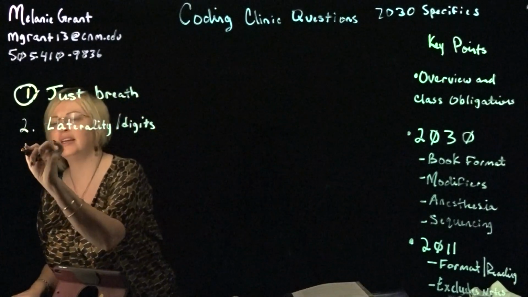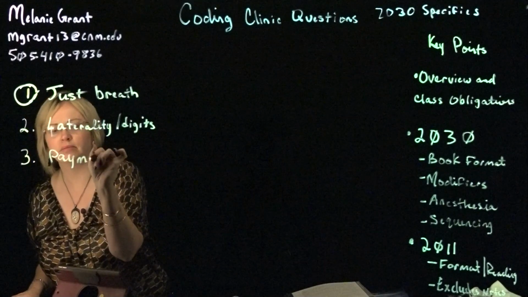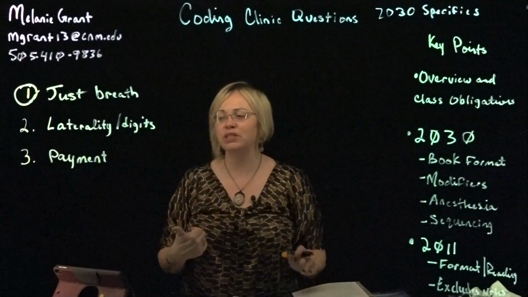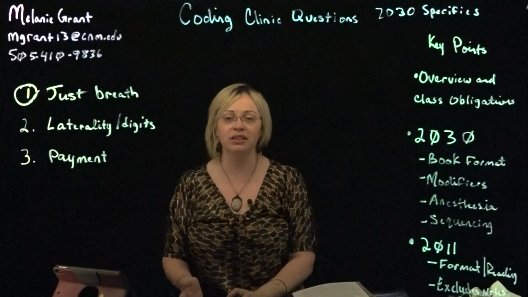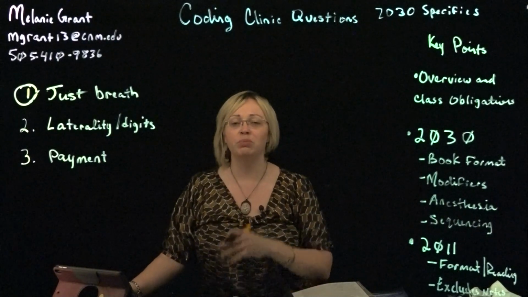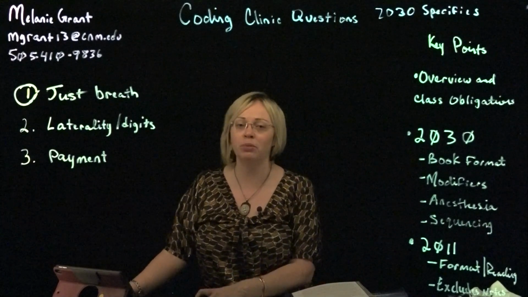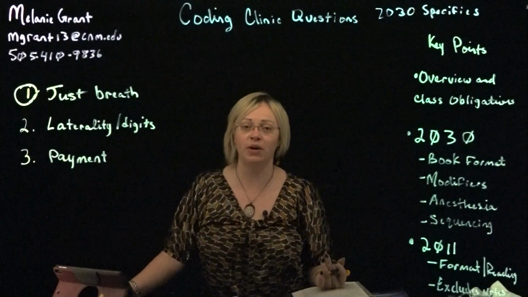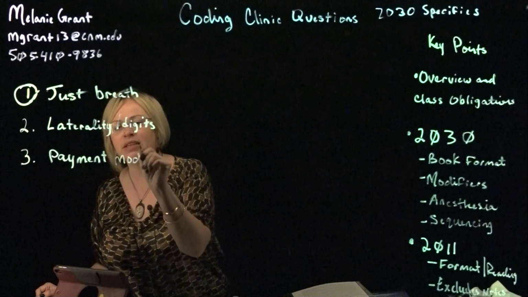The next thing is payment modifiers. Things that affect payment. If it's a bilateral procedure, then that means it's going to be two procedures. Technically, the service only describes one side of something. So if we put a 50 for bilateral, we're indicating we want double the payment, or payment and a half as it actually turns out. So if it's a payment modifier, always list it.